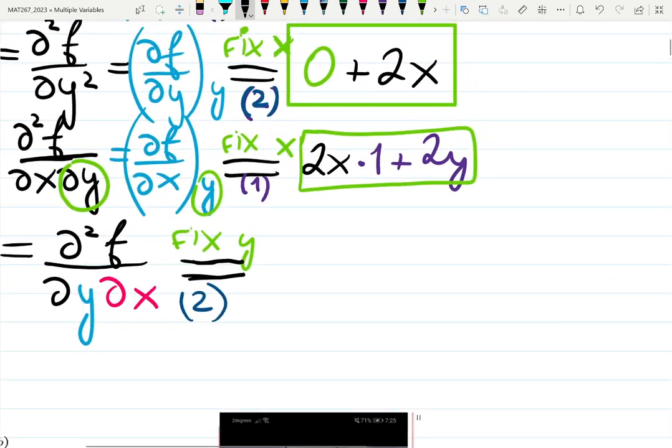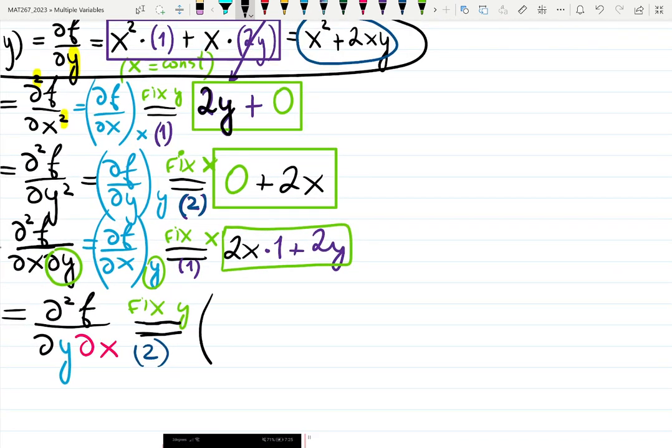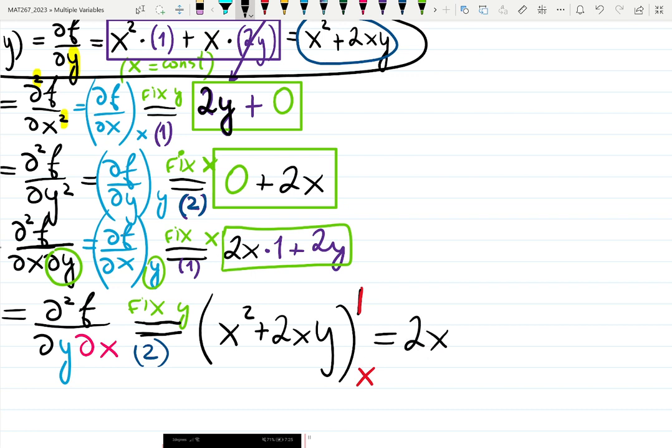Actually, I can even write it down like this. Some people write it with parentheses: x squared plus 2xy, differentiated with respect to x. This is the correct notation as well. This notation also tells your brain what to fix: y is a constant, x is a variable. X squared gives you 2x, and then 2xy, if x is a variable, gives 2y.